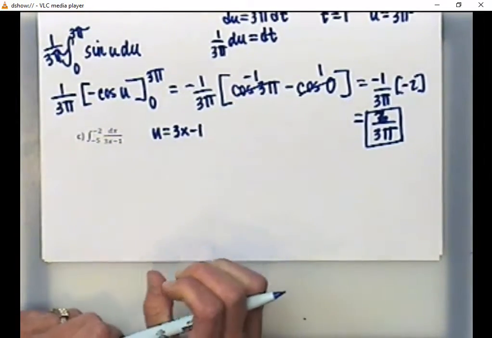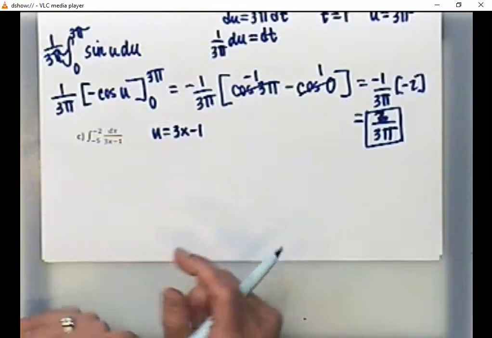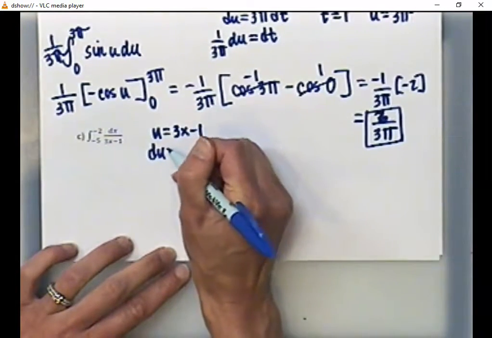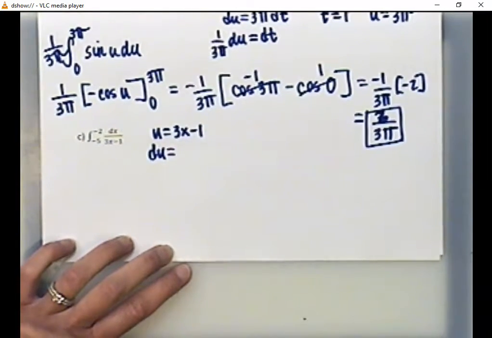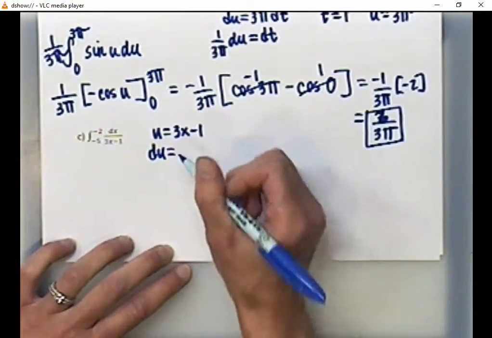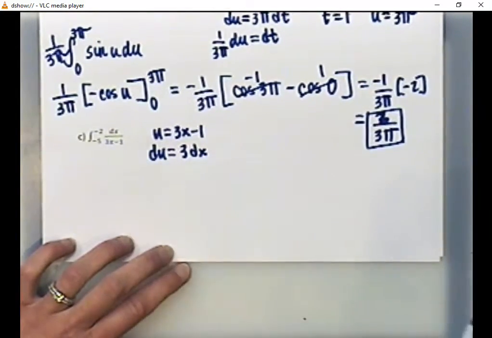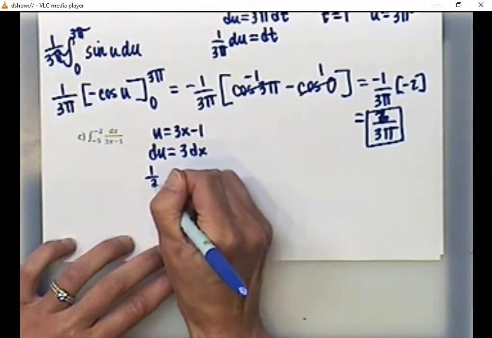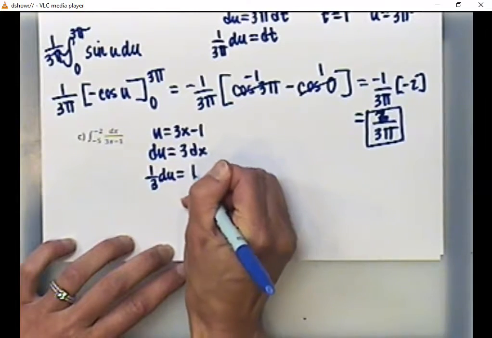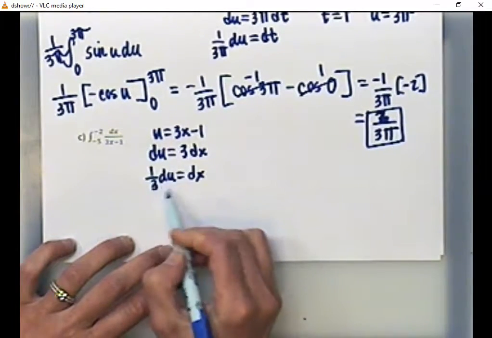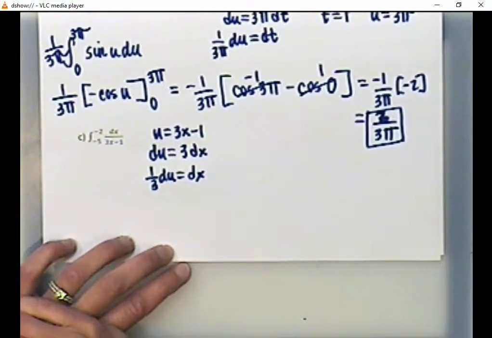So if we let u be 3x minus 1, let's see how this works out. Du, what will the derivative be then? 3, yep, 3 dx. Which is good because we have a dx in there. We don't have the 3, but we can adjust for that. So I like to do it here. I'll just divide by 3 and make it 1/3. So now the dx matches up, and I'll replace that with 1/3 du. Or you can do that when you substitute.